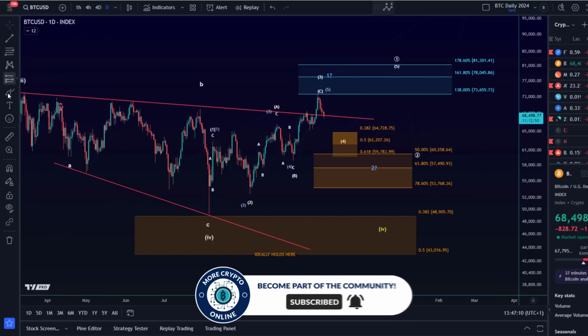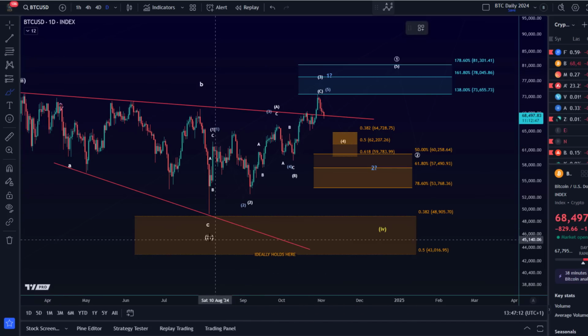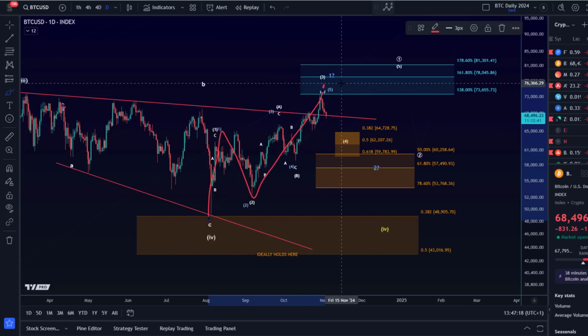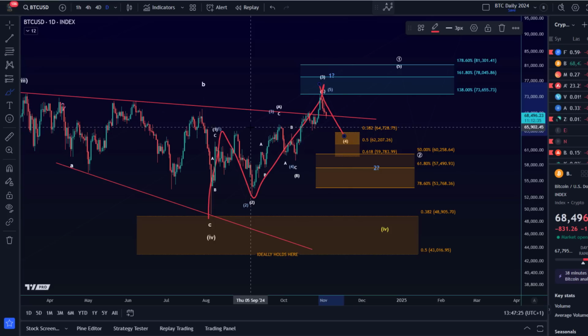On the daily chart, we said, okay, in the white scenario, the 1, 2, 3 waves could be complete. And if there is a wave 4 pullback, this is the area I'm going to watch. It's located between $59,780 and $64,728. From there, we can watch for a reaction and the start of wave 5.